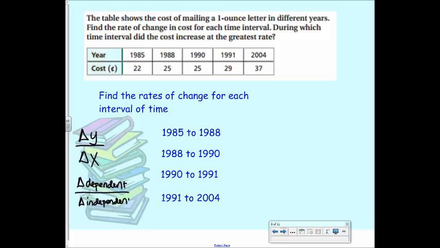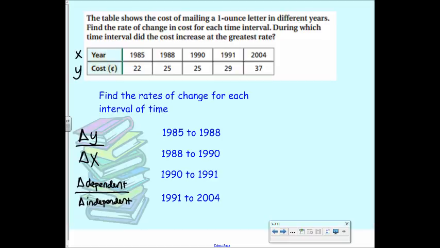So right here, we've got the year and we've got the cost. And again, if it's a change in y over change in x, which one of those actually goes on top? Which one of these is my dependent variable? Which one of them is my independent variable? The year or the cost? Independent is the year, all right? So this is my x, and the dependent is the cost, so that's my y. So despite how the table is set up, the cost, the y, actually goes on top.